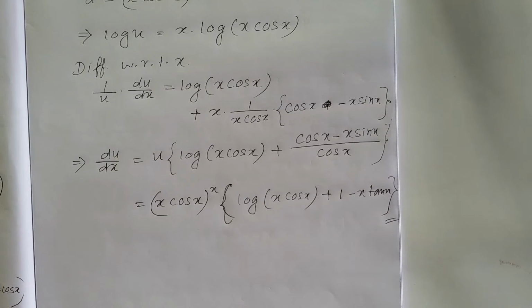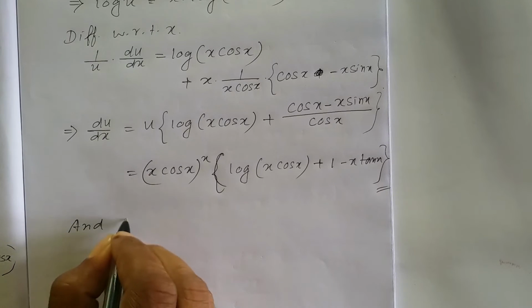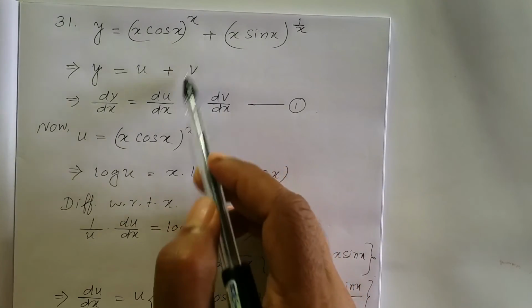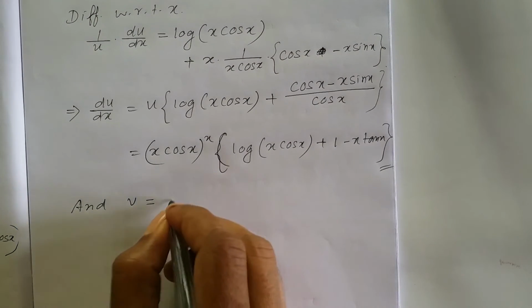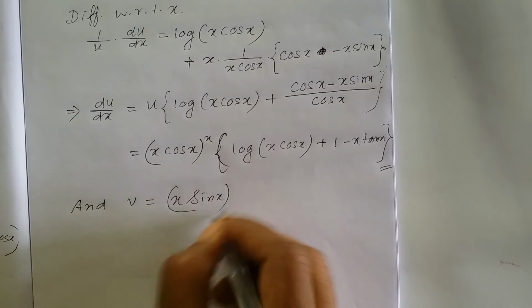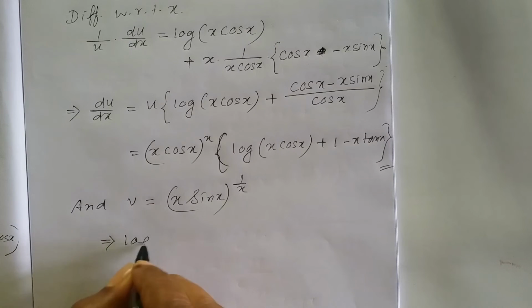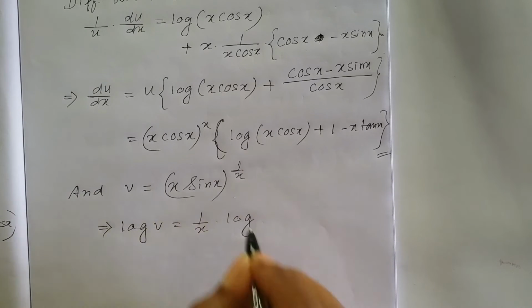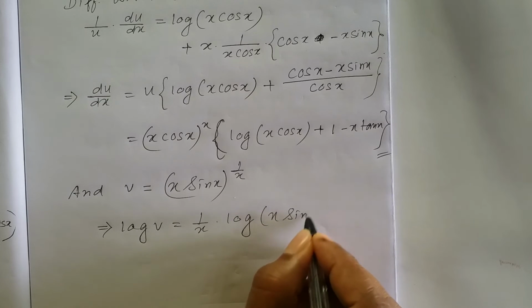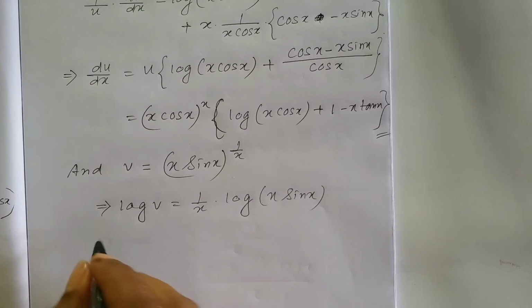So this is the differentiation of the first function, du dx. Now come to the function v. v is equal to x sin x whole to the power 1 by x, so you write here x sin x whole to the power 1 by x. You have to take logarithm, it is a base power function, so log of v is equal to 1 by x will come out into the remaining part, log of x into sin x. You can separate it, log x plus log sin x, but there is no need, let it be like this.